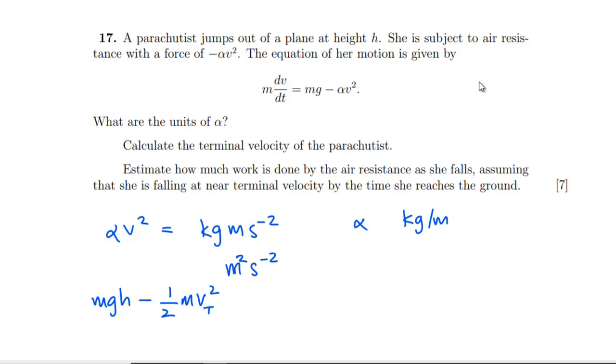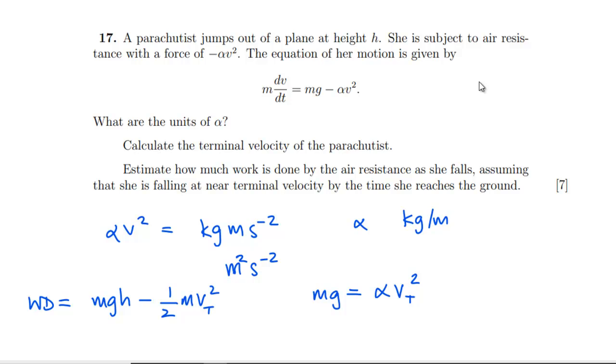So our terminal velocity is going to be when we've got no acceleration. For terminal velocity, we're going to have that mg is equal to alpha vt squared. Oh, well, that's great. So vt squared, we can just put that straight in here. This is equal to the work done. That's the change in the energy, the energy loss, the difference between what we started with and what we've ended up with.